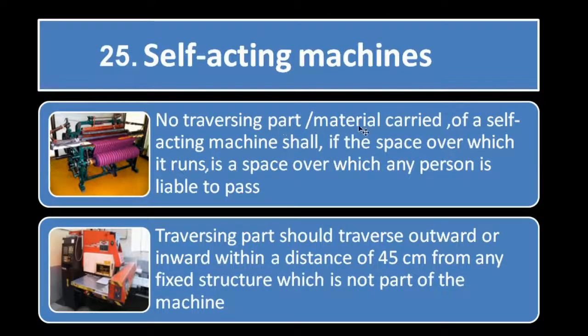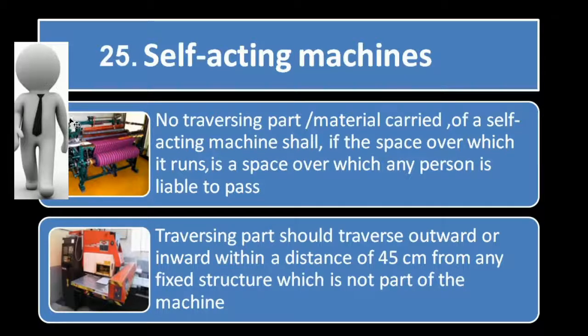No transversing part or material carried of a self-acting machine shall, if the space over which it runs is the space over which any person is liable to pass. In this image you can see a self-acting machine. This is the transversing part of the self-acting machine. This transversing part moves in and out of the machine. So this is the space over which the transversing part moves. The same space should not be used for a person movement. As you can see in this image, the same space is used by both the person movement as well as the transversing part. This is not allowed.